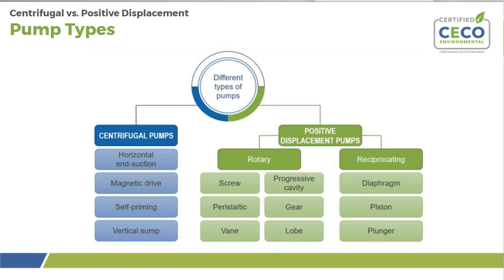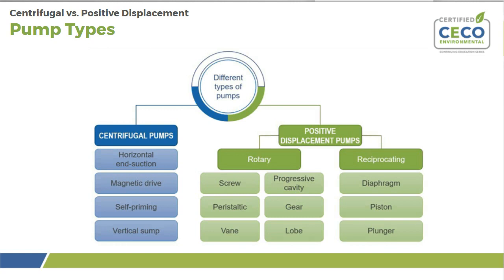With reciprocating, think of this operation via a constant back and forth motion or movement. A good example here would be a piston pump. So the pump consists of a cylinder and a piston with two one-way check valves, one at the inlet and one at the outlet of the pump.